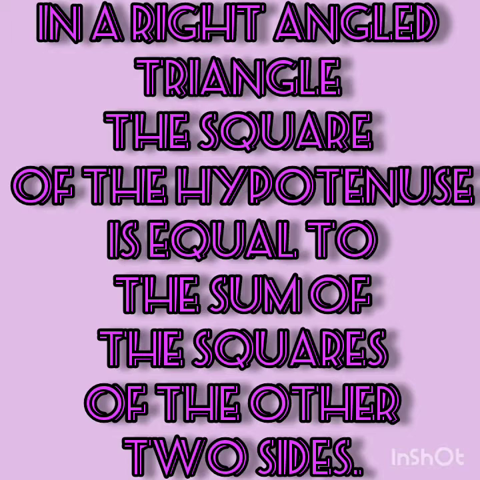Please note down: in a right angled triangle, the square of the hypotenuse, you know very well, the square of the hypotenuse is equal to what? Is equal to the sum of the squares of the other two sides.